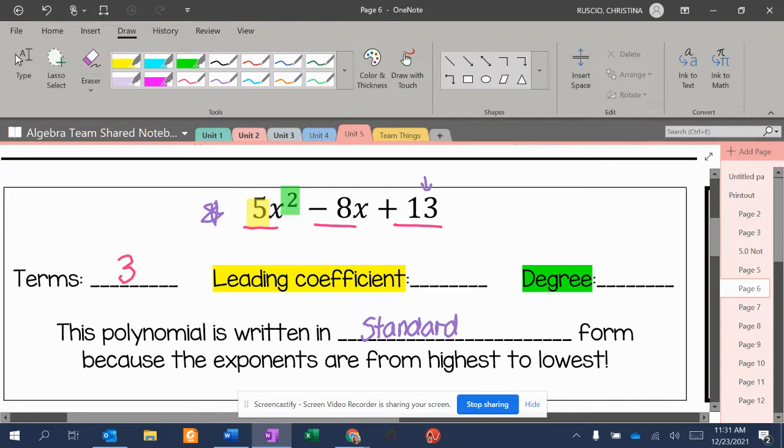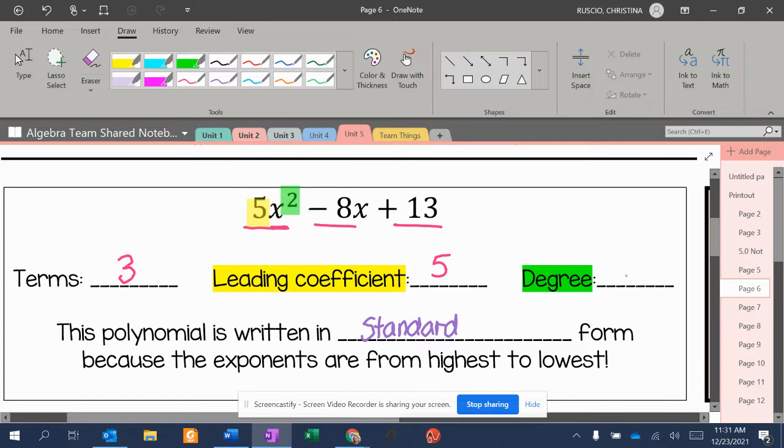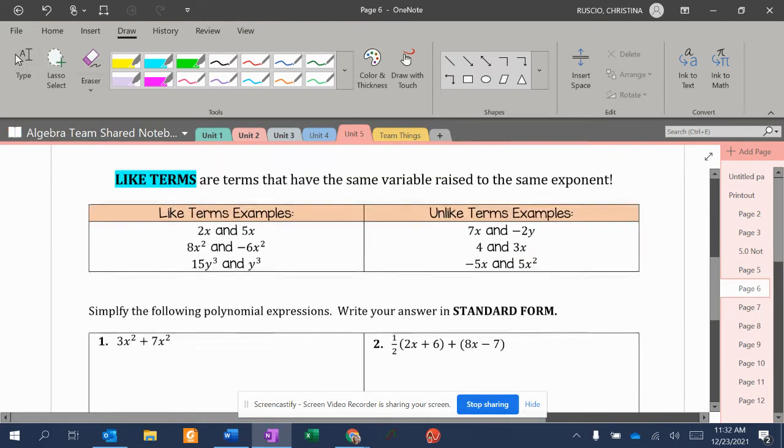The leading coefficient, if you didn't already notice that we have it highlighted in the same color, is the leading number in front of the highest exponent, the coefficient. So in this case, it's 5. Notice how the coefficient is a number. The degree is the highest exponent. So in this case, the degree is 2. So that's just some vocabulary that we will use throughout the unit.